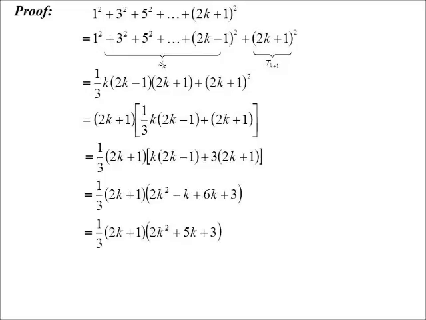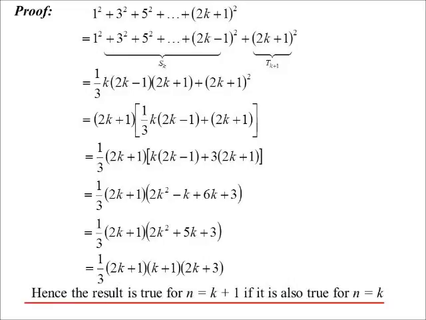And let's see what we've got. So 2k squared minus k plus 6k plus 3, 2k squared plus 5k plus 3, which factorises to be k plus 1, 2k plus 3. And if you have a look at what we're trying to prove, we have now got it. They're all the factors in our answer. So what I can now say is that, hence, that result is true for k plus 1, if it is also true for k.